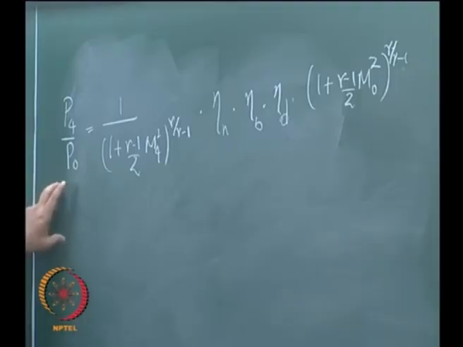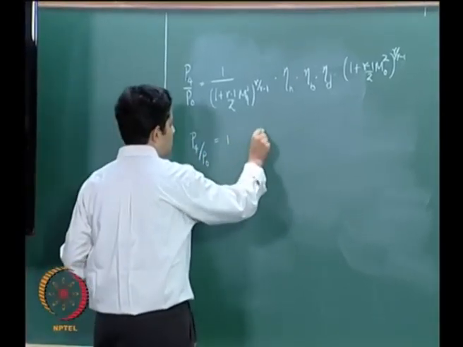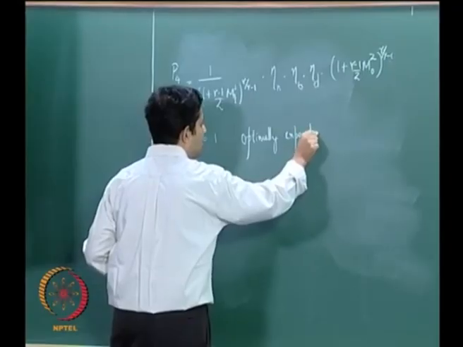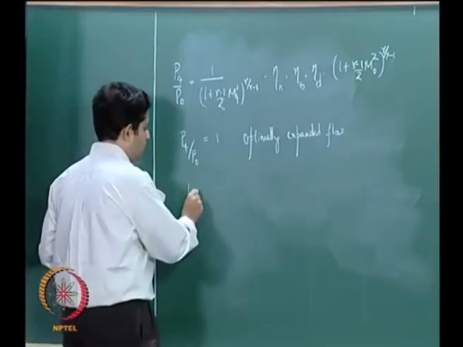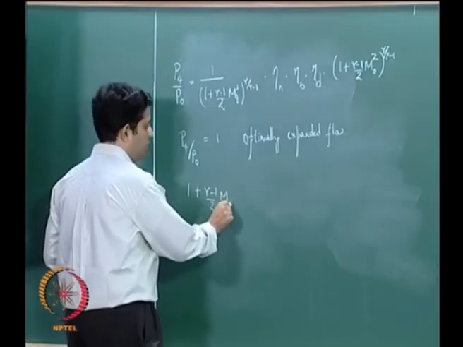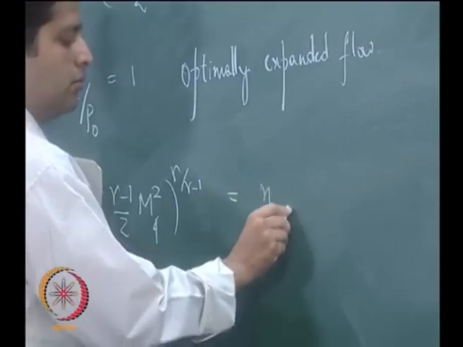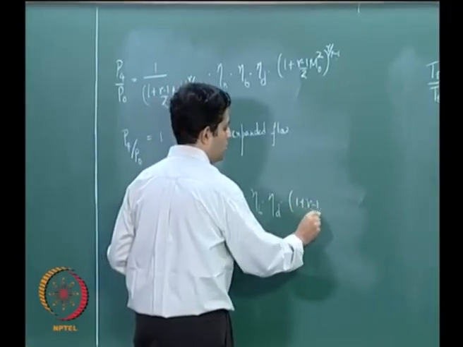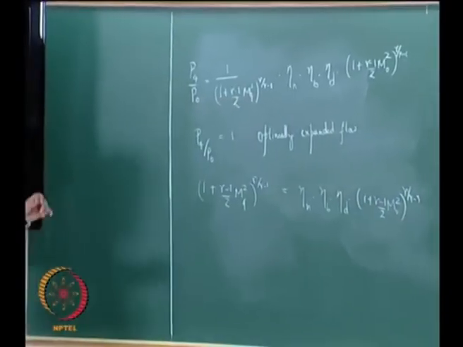What is p4 by p naught? Remember when we started out we made an assumption that p4 by p naught is equal to 1, optimally expanded flow. So you get 1 plus gamma minus 1 by 2 M4 square. This is the expression that we get by cross multiplying.